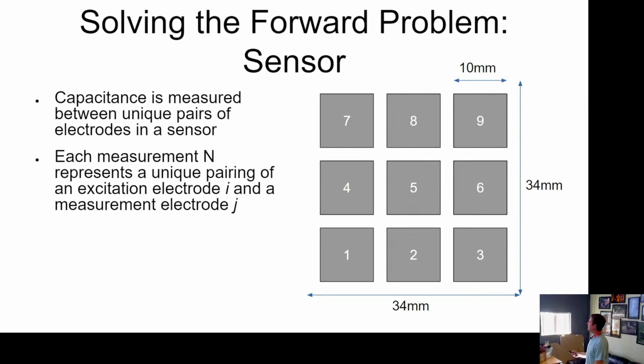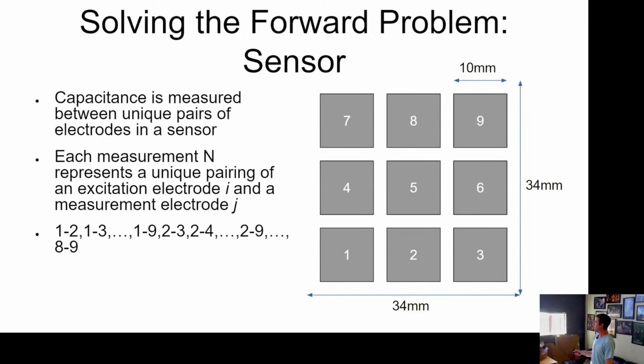So like I said, each measurement represents a unique pairing between an excitation electrode and a measurement electrode. So we've labeled the excitation electrode I, and the measurement electrode is J. So that's, like I said, 1-2, 1-3, all the way up to 1-9, and so on until 8-9.